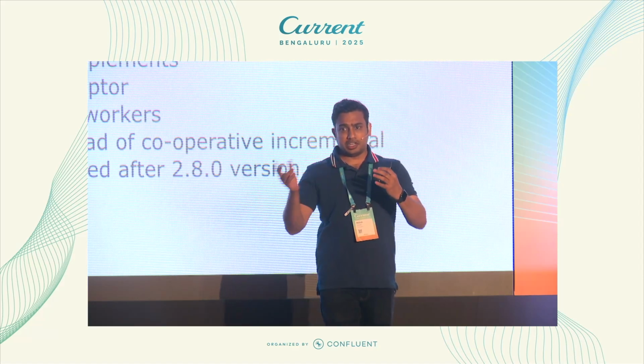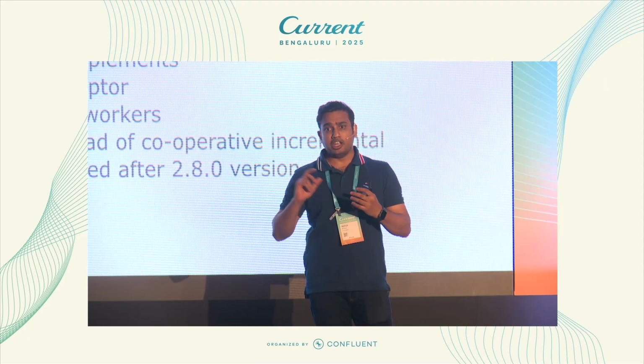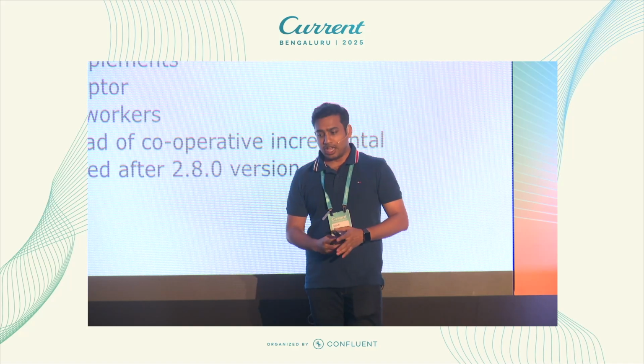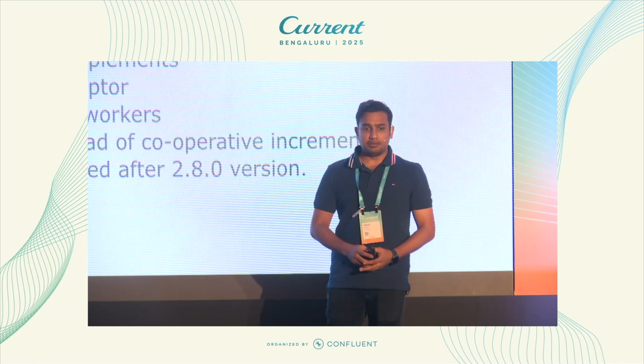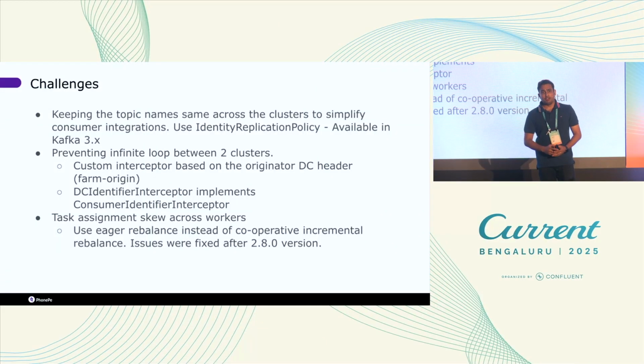Now, assume you have set up identity replication. How do you prevent an infinite loop between your data centers? For that, we have implemented a consumer identifier interceptor. Every time we produce a message, we add a header of farm origin, which tells where the message originated from. All of the applications running in Mumbai add their farm origin header as MH. While replicating, we check whether the destination farm header and the originator farm ID are equal or not. Based on that, we are able to prevent the infinite loop which could potentially happen if your topic names are the same. We named it the DC identifier interceptor, which does the header checking before replicating.